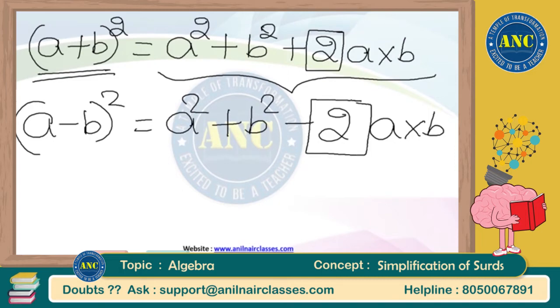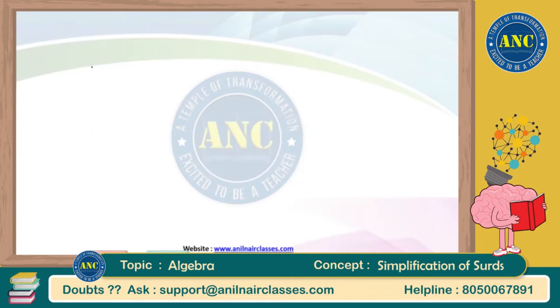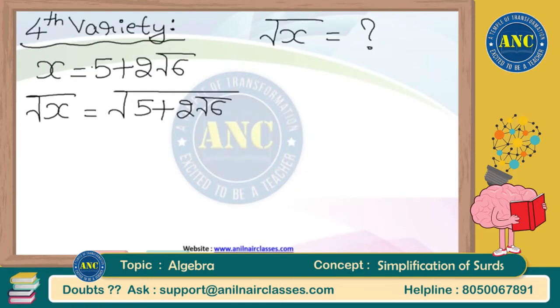Sir, what are you trying to say? Now I will express all my numbers in this form, so that I can express the value inside the square root as a minus b whole square, or as a plus b whole square, and the square root along with the square inside it will be nullified and I will get a beautiful value, right? Now let us see how to do it. Now x is 5 plus 2 root 6. I want to find root x.